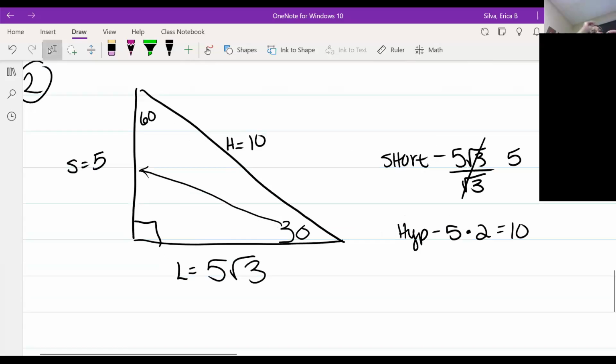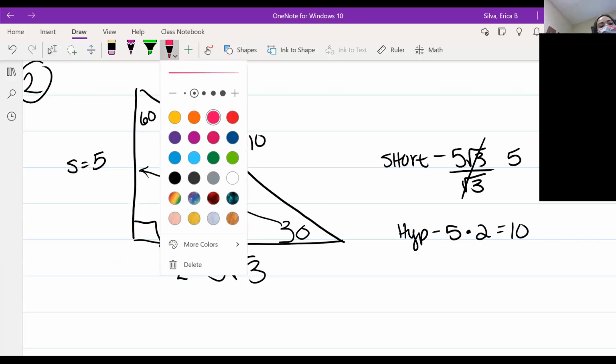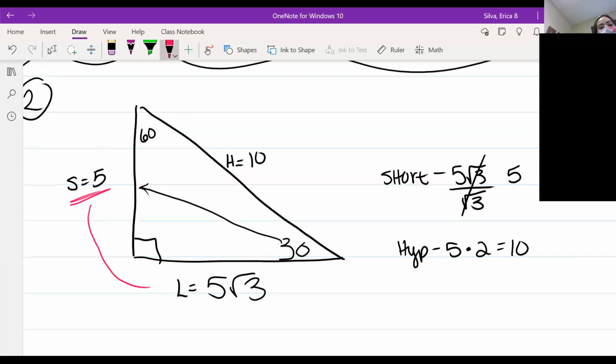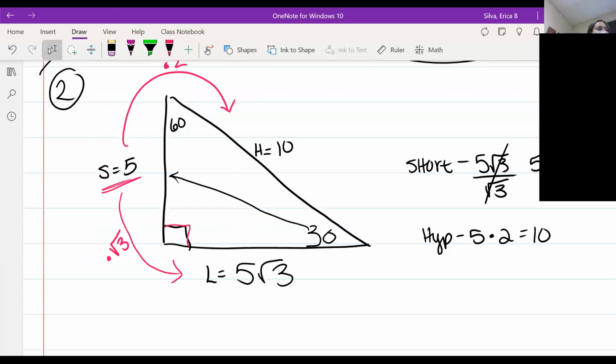Now, those of you that have little ways of, if you're very visual, once you identify your short side, if you go through where the 90-degree angle is, all you have to do is multiply that by the square root of 3. And then to get your hypotenuse, you multiply it by 2. So if you want to use that little diagram, you can. All right, go ahead and go to your Pear Deck so you can try the next one.